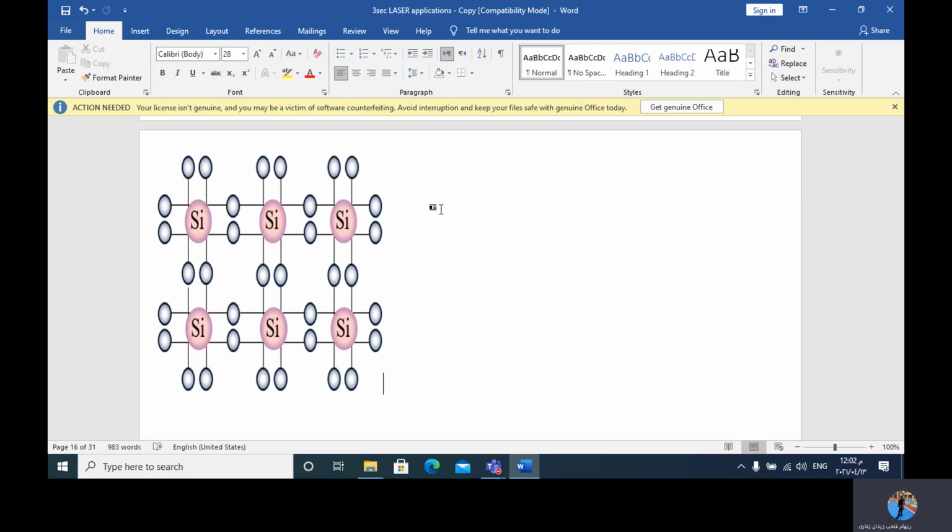So every atom has 4 electrons, and these 4 electrons join with the atoms of silicon from everywhere by covalent bonds. And the covalent bond is provided by sharing electrons. So here, this covalent bond between this Si and this Si is provided by 2 electrons.